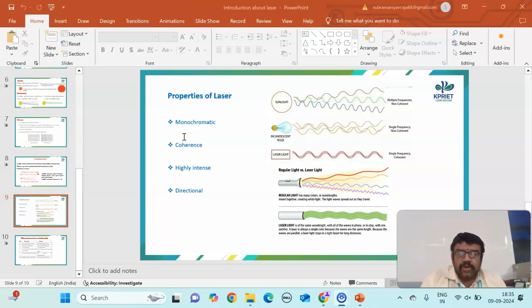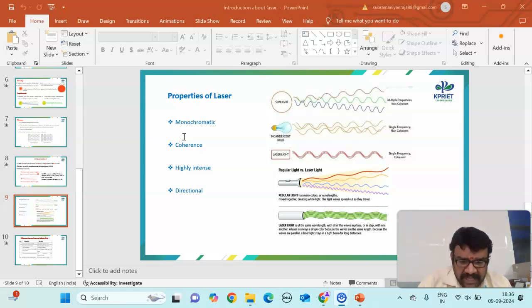As we have already seen in the earlier slides, the properties of laser are monochromatic, coherent, highly intense, and directional. Here the comparison is made between ordinary light and laser light. The first figure shows sunlight, which emits colors of different wavelengths on multiple frequencies, which are also non-coherent. The second is an incandescent bulb, which has a single frequency but is non-coherent, whereas laser light is single frequency and coherent. Both these characteristics are covered in laser light.